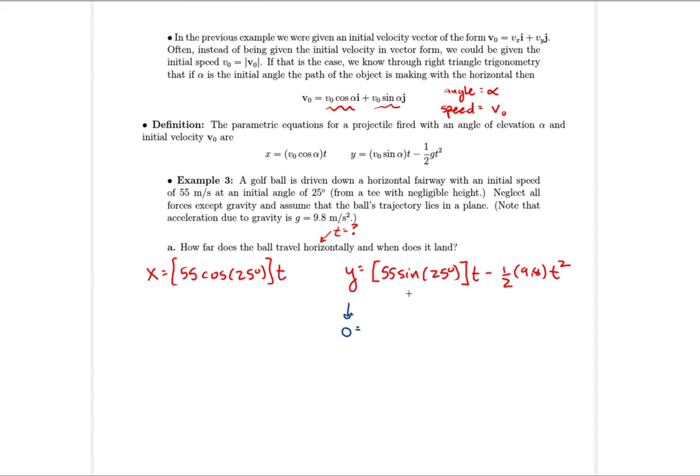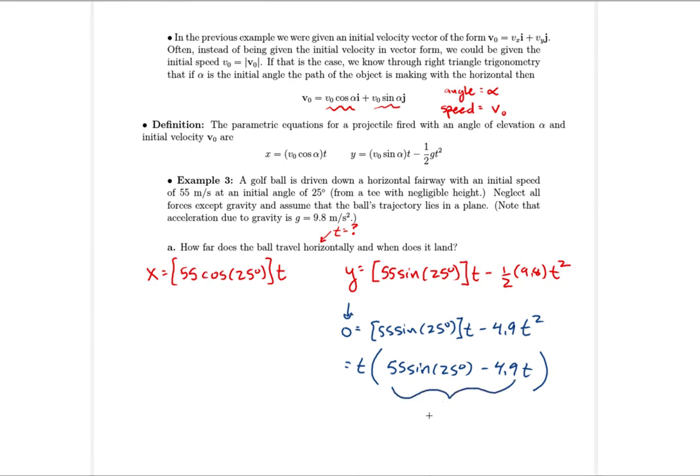So we can start by setting that. So it'll be 55 sine of 25 degrees times t minus 4.9 t squared. Now I have a t in both terms, so we can pull that out. So we have 55 sine of 25 degrees minus 4.9t. Of course t equals 0 is a solution, but that's pretty boring, so we'll just ignore that and move on. So we'll set this equal to 0.